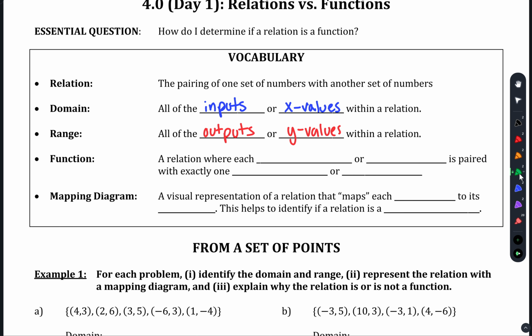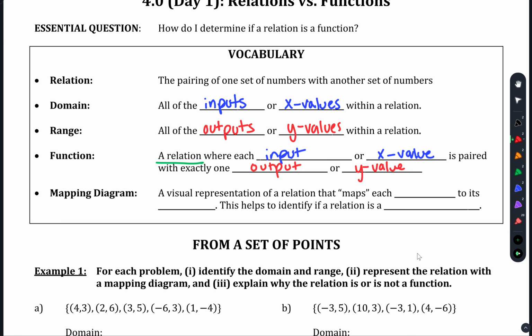Then we talk about functions. A function is a relation where each input, aka x value, is paired with exactly one output, aka y value. So all functions are types of relations, but as we are going to see, not every single relation that we talk about is a function.